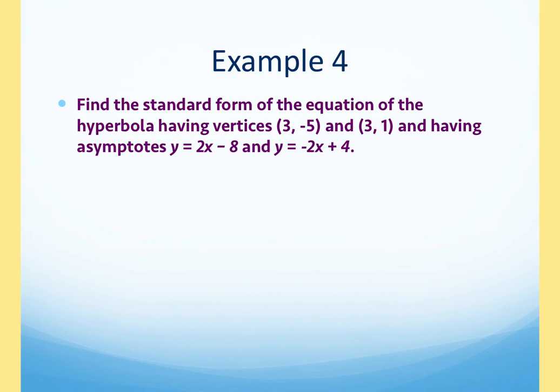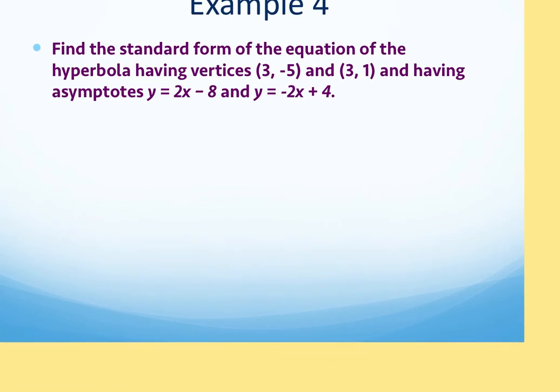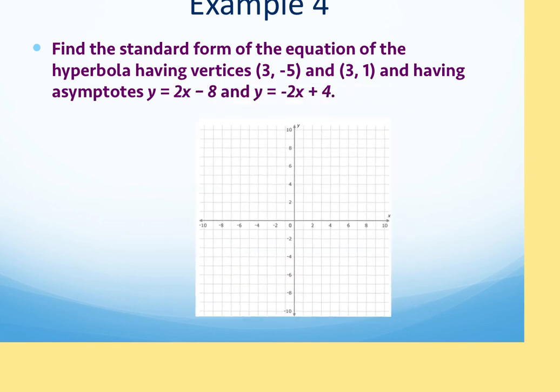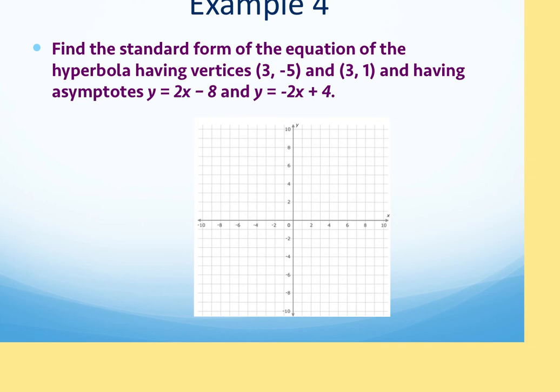Find the standard form of the equation of the hyperbola having vertices (3, -5), (3, 1), and asymptotes y equals 2x minus 8 and negative 2x plus 4. So I'm going to pull in my graph. I'm going to graph (3, -5) and (3, 1). Those are your vertices.